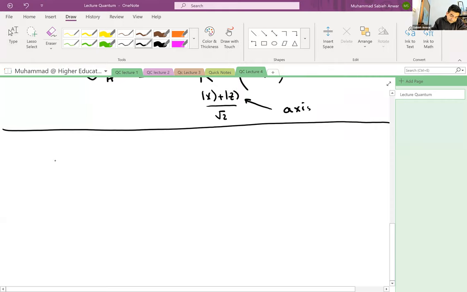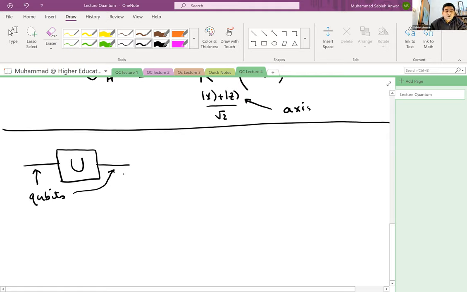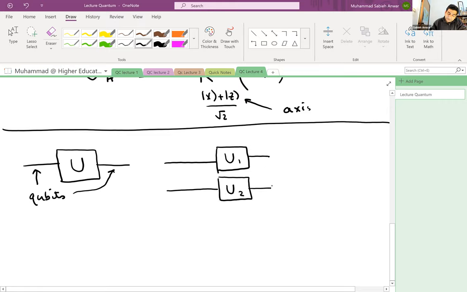Now, suppose when I was drawing the quantum networks or the quantum circuits, I drew lines, some unitary operator, and an input state and an output state. So these lines represent qubits. So this is a qubit in an input state and an output state. And the box represents a quantum gate. Now, I could also have the following scenario. I may have two qubits coming in, and a certain gate U1 acts on the first qubit, and a certain gate acts on the second qubit. And each qubit is then transformed.